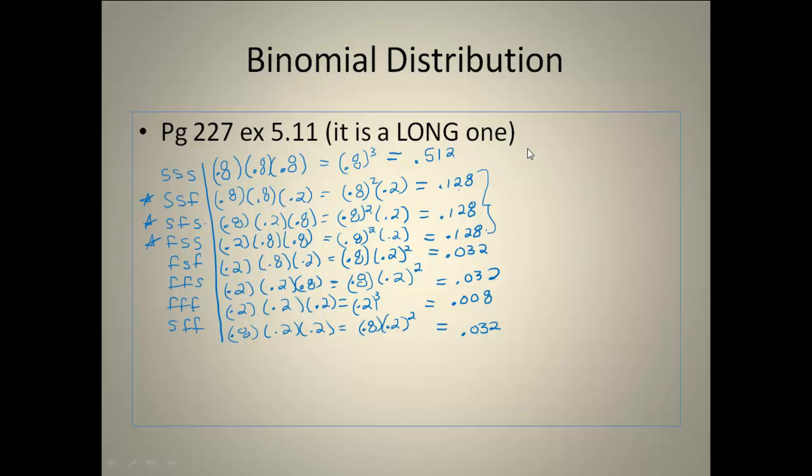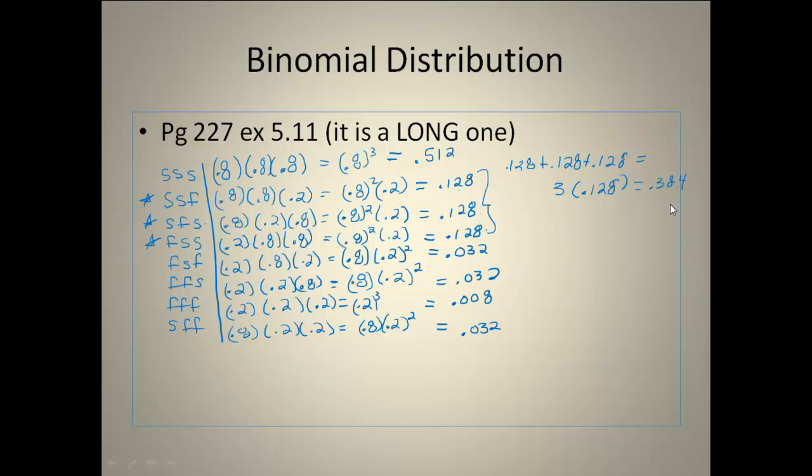So I can look at this 2 ways. I can look at it as 0.128 plus 0.128 plus 0.128, or I could write it a little bit shorter and say I have 3 times 0.128. Either way you do it, you're still going to get the same thing, which is 0.384.